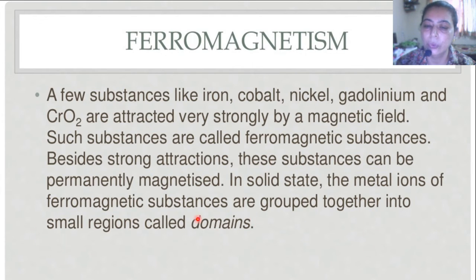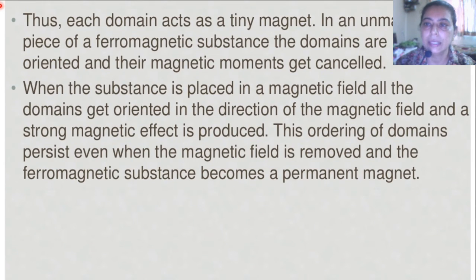This is one new word that will come here, that is domain. What is this domain actually? In a ferromagnetic substance, some particular groups are there, and that small region or group in the ferromagnetic substance is called a domain. And in one particular domain, the magnetic moments of all the electrons will be similar. Thus each domain acts as a tiny magnet.